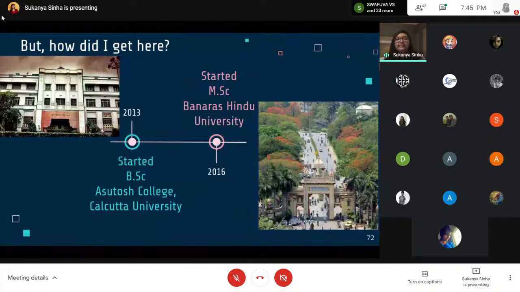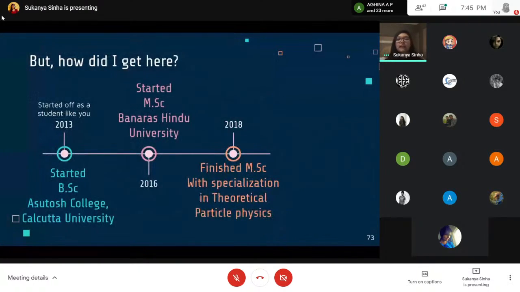But how did I get here? I started out as a bachelor student, like a lot of you in the meeting, I presume, at Calcutta University, and I did my bachelor's from Ashutosh College, which is in fact the alma mater of some of the Project Cantilever representatives as well. And then I did my master's from Banaras Hindu University back in 2016. I finished my master's in theoretical particle physics. Whatever I discussed so far was experimental particle physics, but I had no idea what that was when I finished my master's.